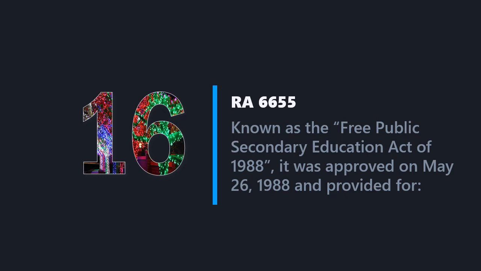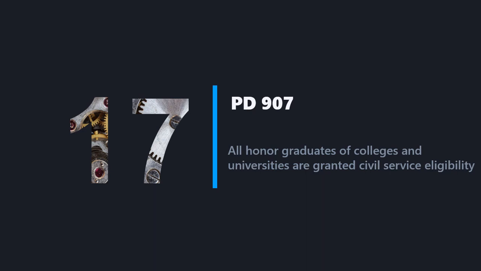Nationalization of all public secondary schools is provided according to Section 7, and a student who fails in the majority of his academic subjects for 2 consecutive years could no longer avail of the program. We also have the Presidential Decree 907. All honor graduates of colleges and universities are granted civil service eligibility, meaning they are already merited for public employment.